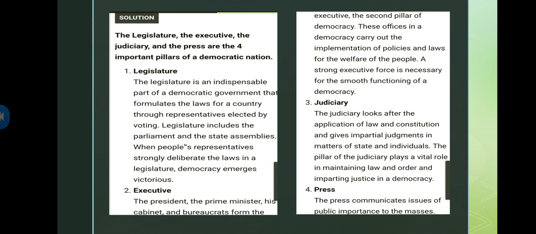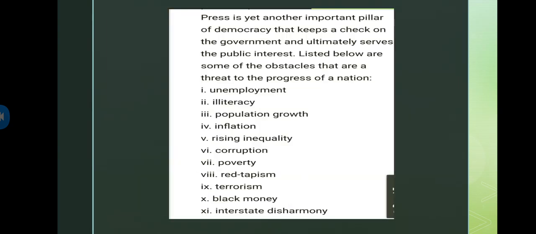And the fourth one, that is press. The press communicates issues of public importance to the masses. Press is yet another important pillar of democracy that keeps a check on the government and ultimately serves the public interest. Listed below are some of the obstacles that are a threat to the progress of a nation.